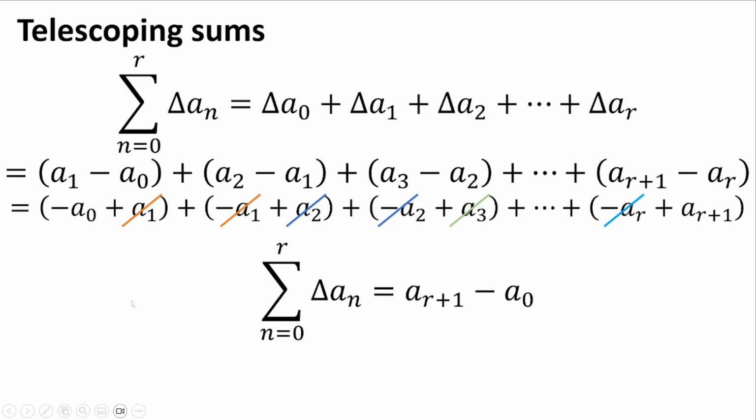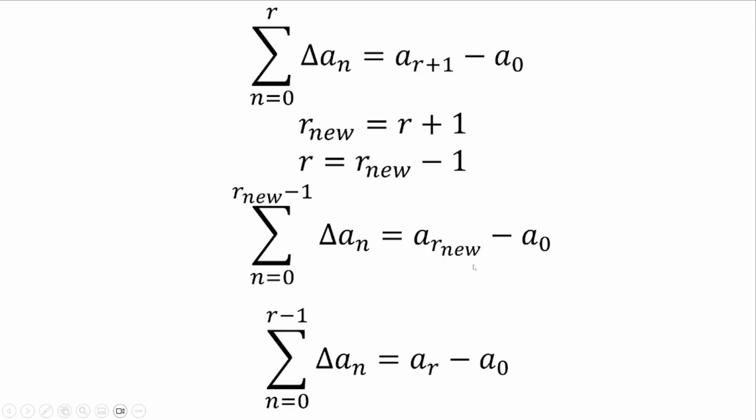We can see that a1 will cancel out with the negative a1, a2 will cancel out with the negative a2, a3 will cancel out with the negative a3, until we cancel out all these terms except a(r+1). So we get a(r+1) minus a0, the last and the first term. This formula will be very helpful to us.